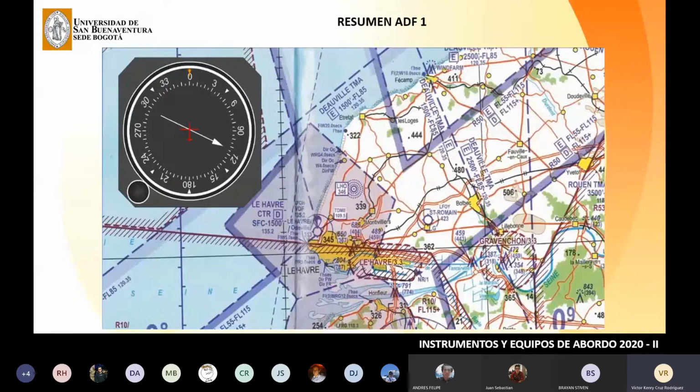An aircraft with the corresponding piece of equipment, called the ADF, for Automatic Direction Finder, works on the principle of the loop antenna, and is able to detect the energy from the beacon and interpret where the beacon is. The needle on the ADF then points to the beacon.